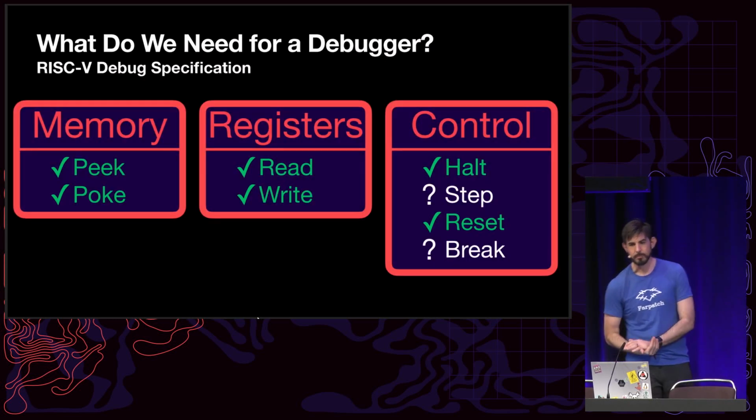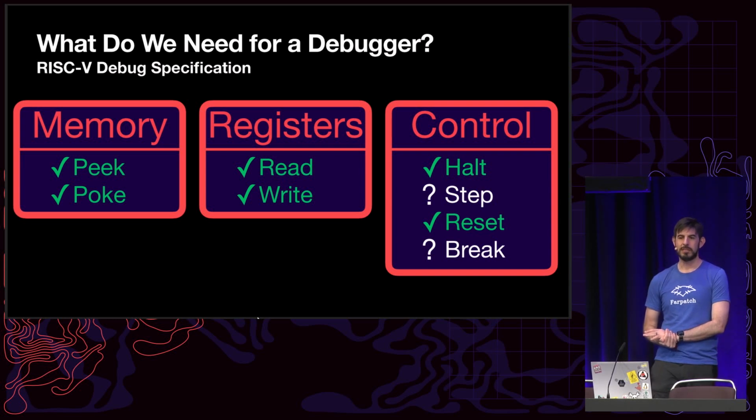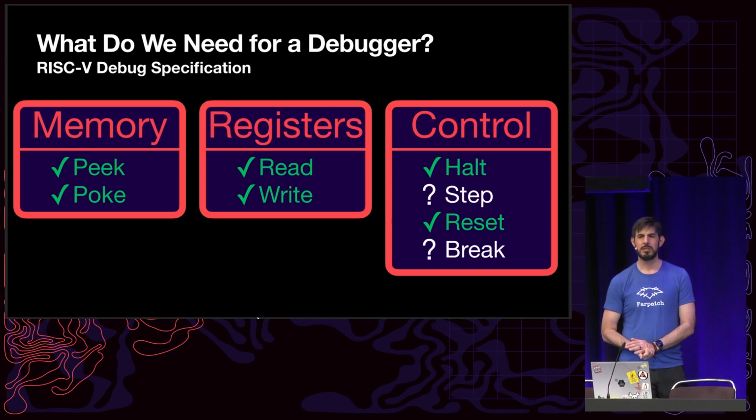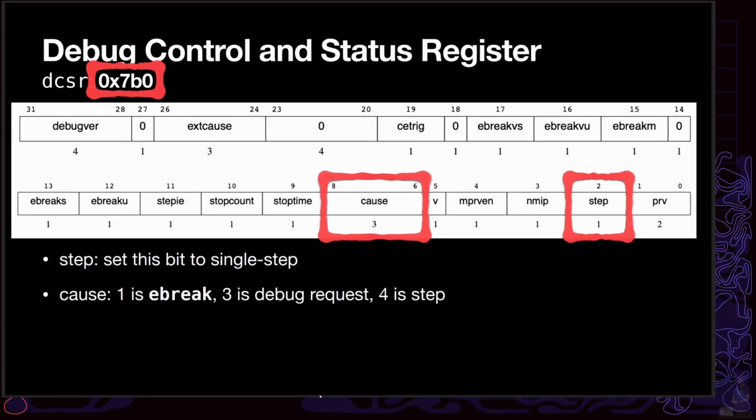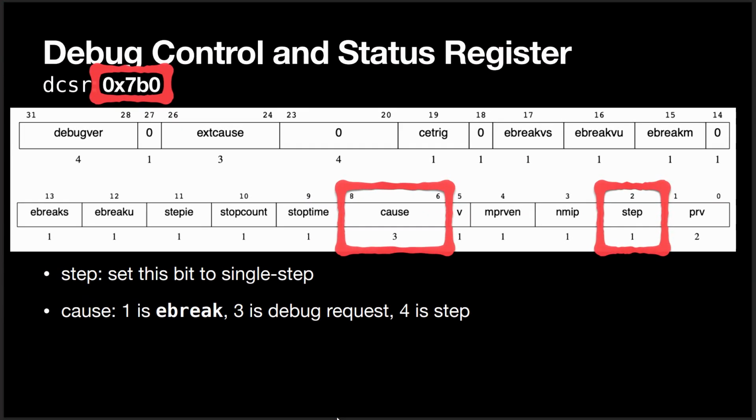So with that, we have 6 out of 8 of the things we need for a debugger. All we need is the ability to single step and break in, or detect if we've hit a breakpoint. And for that, we can look at this debug control and status register. There's a bit there called step, and if you set that to 1, it will single step. That's exactly what we're looking for. There's a cause register here that will tell you why the system halted. 3 is we requested it to halt. 4 is it was single stepping. 1 is it hit an e-break.